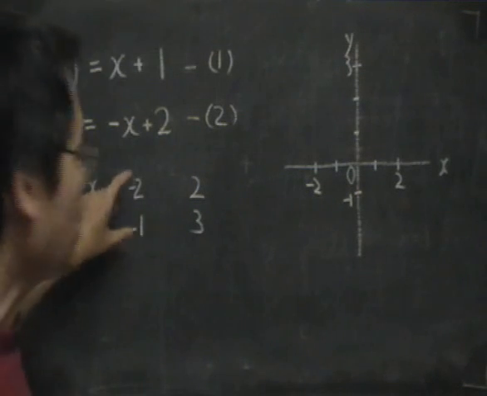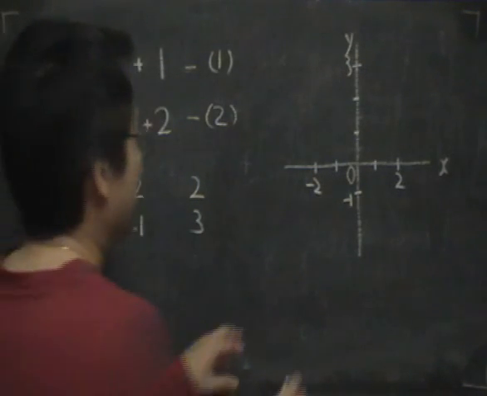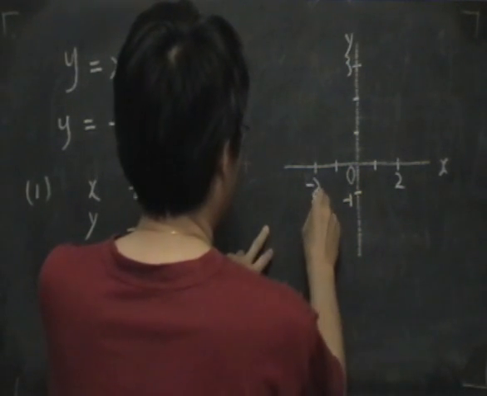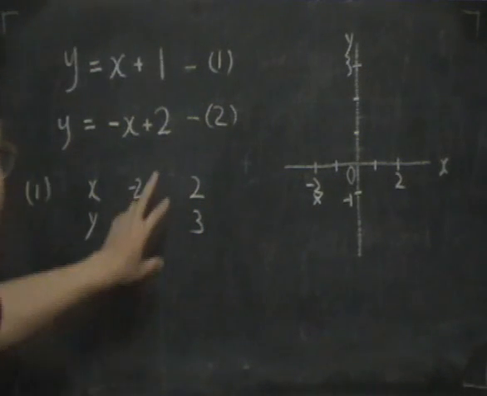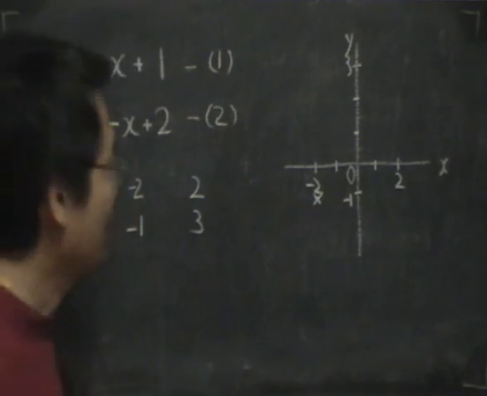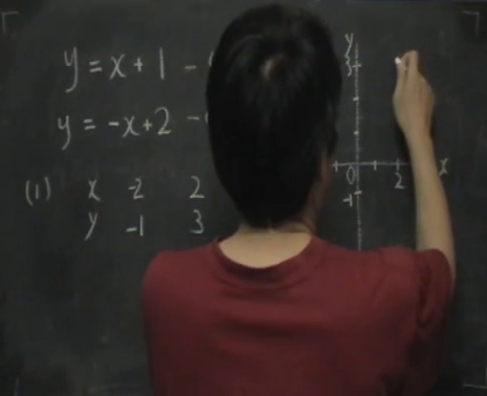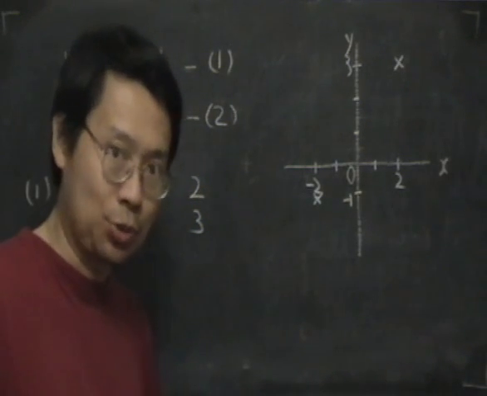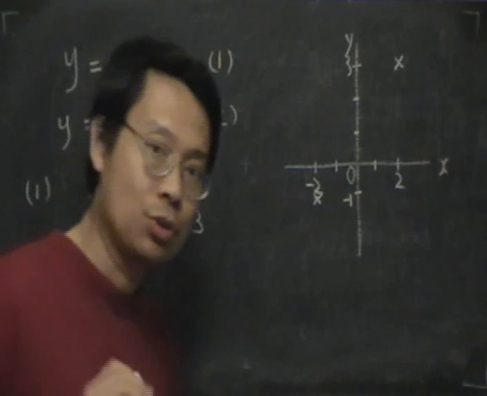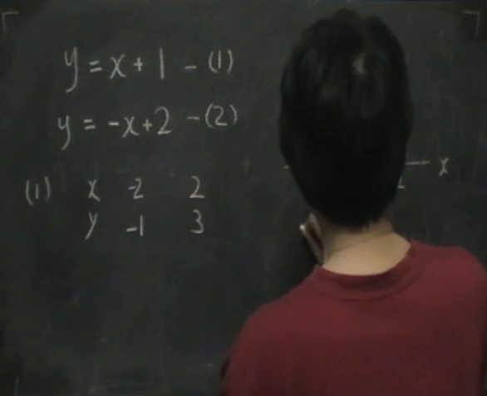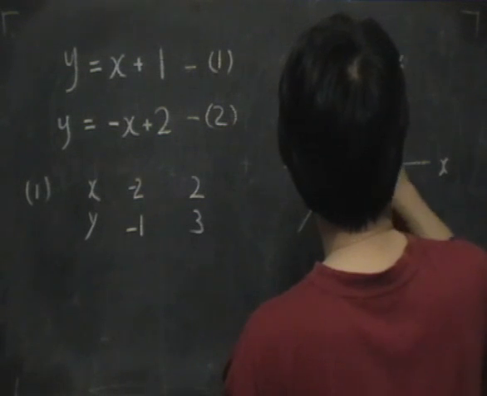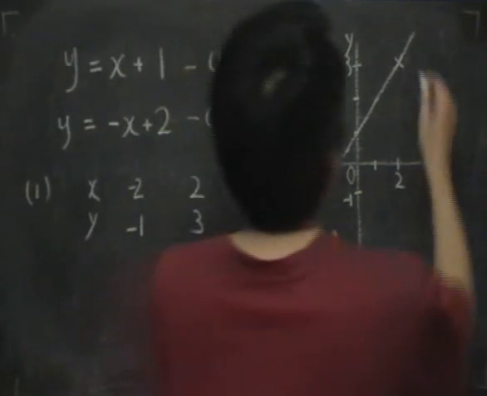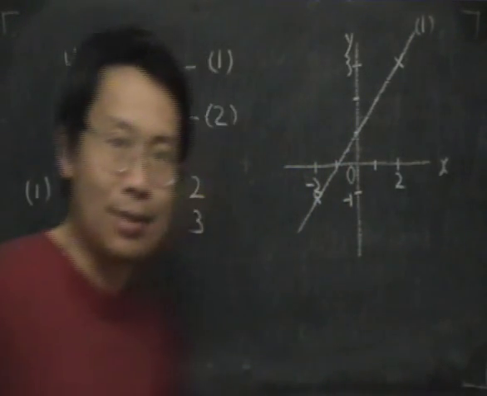Alright, so the first point is -2, -1. So -2, -1 is there. That's one point. And the next point is 2 and 3. There. We have 2 points. We know that it's a straight line, so we can join them with a straight line. There. That's our line number 1. Call that 1.